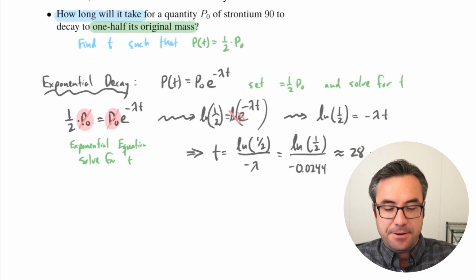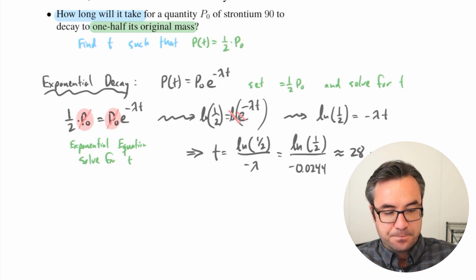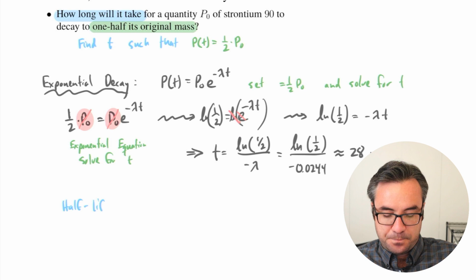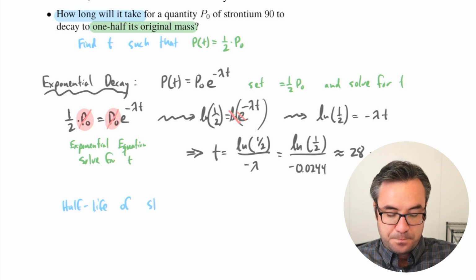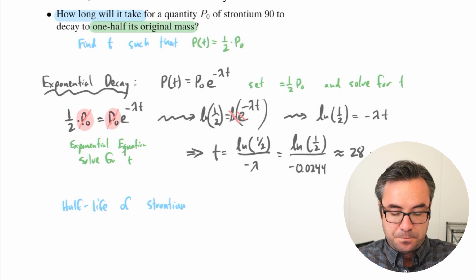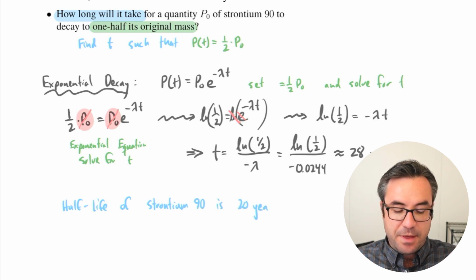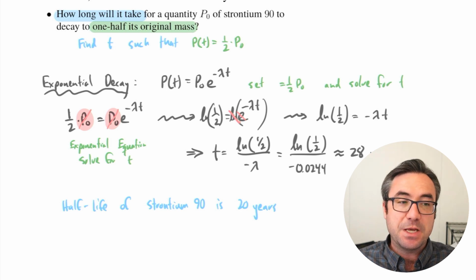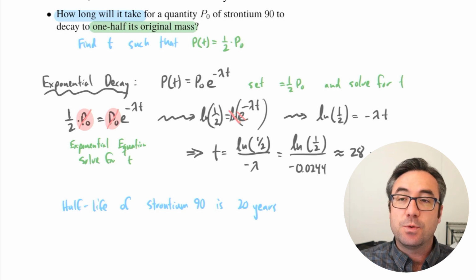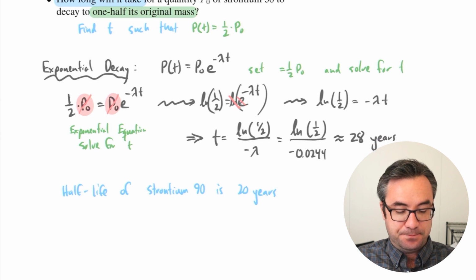So what we just did, we found that the half-life of strontium-90 is just about 28 years.